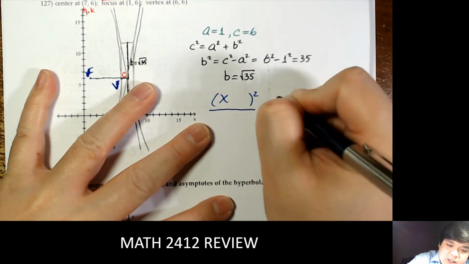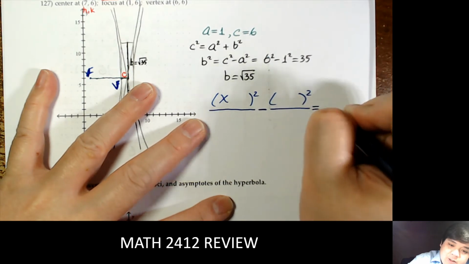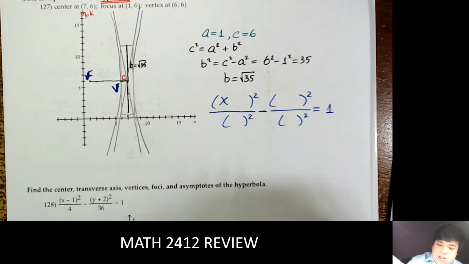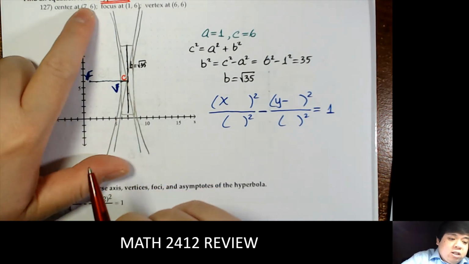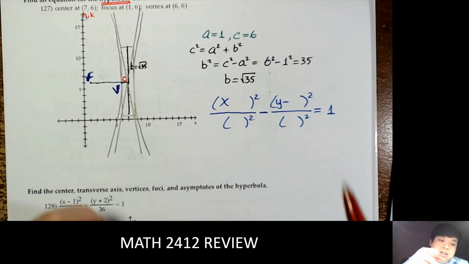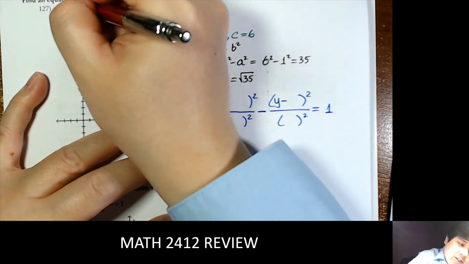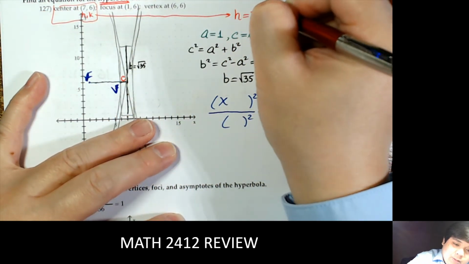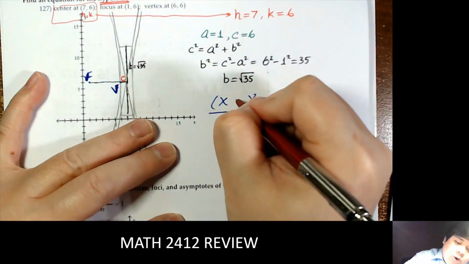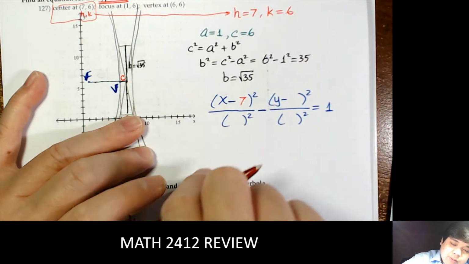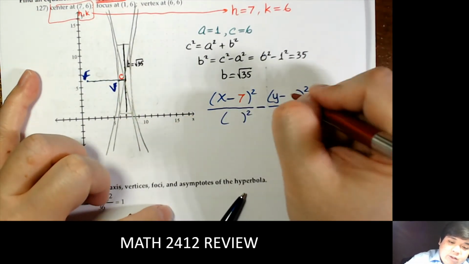And then subtract, and over something square here and something square there. Start with x. Now, the center is 7 and 6, so h and k, h is 7, k is 6. That's right. h is subtracted from x, and k is subtracted from y.